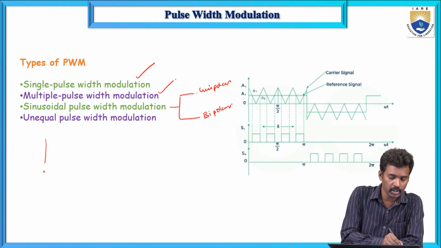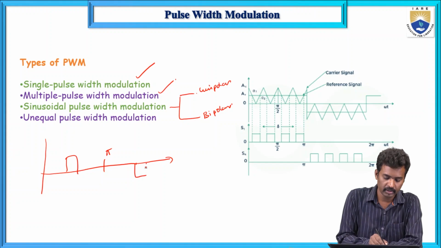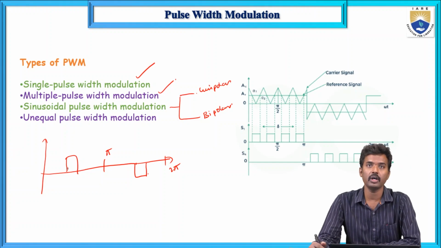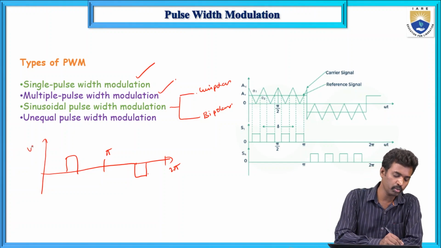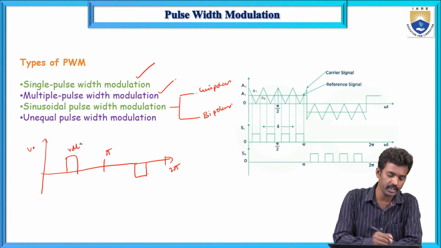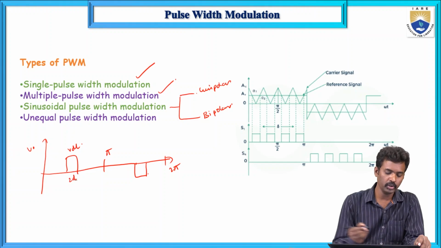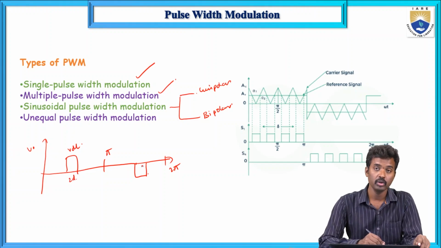So first, single pulse width modulation. Now here there is only one pulse. This is pi and this is 2 pi. This is a half cycle. The output voltage waveform is symmetrical about the y-axis. This is the output voltage V0 and this is VDC. Here the pulse width is 2D, and in the negative half cycle it is also 2D.